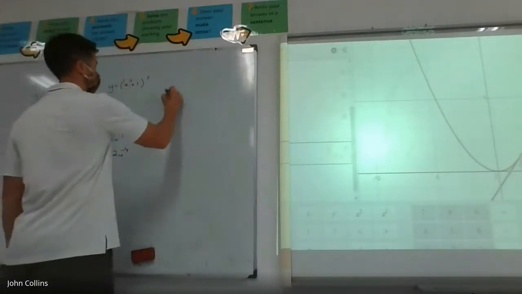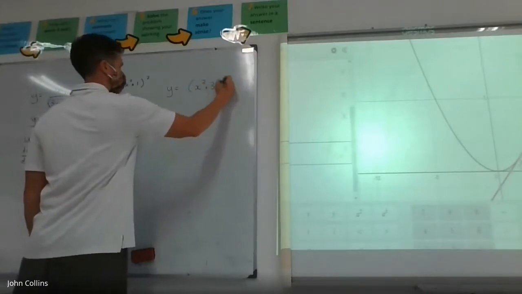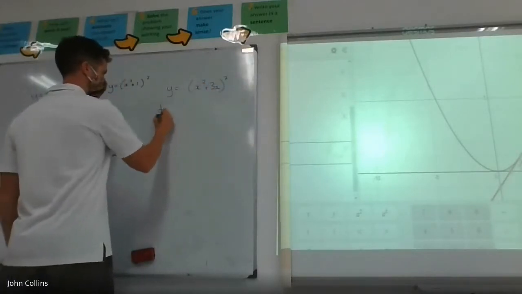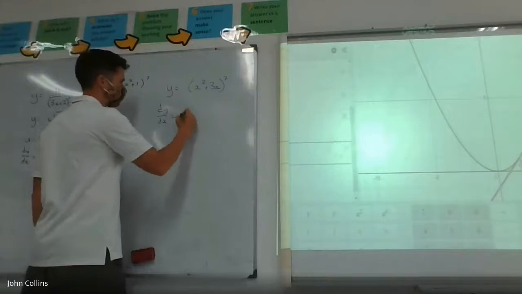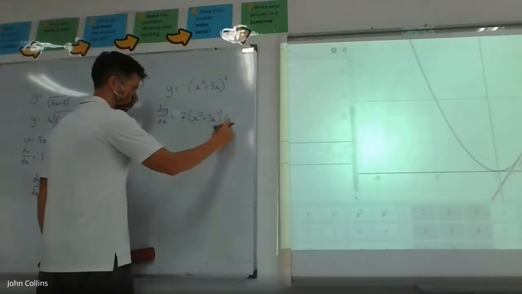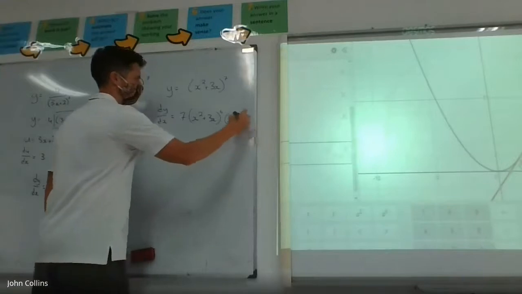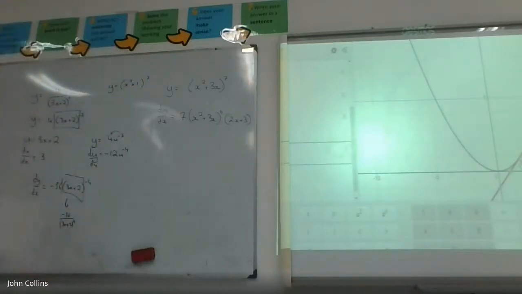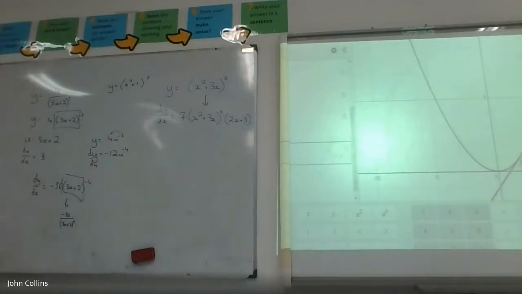If I have y is equal to x squared plus 3x to the power of 7, my derivative, perhaps we can get there straight away. What is it? 6 times. No, 7 times. I mean, yeah, 7 times x squared plus 3x to the power of 6 times 2x plus 3. Yeah, you can put it back together whatever way you want. So this is a quick jump in chain rule that you must make sure you know it's coming from this.